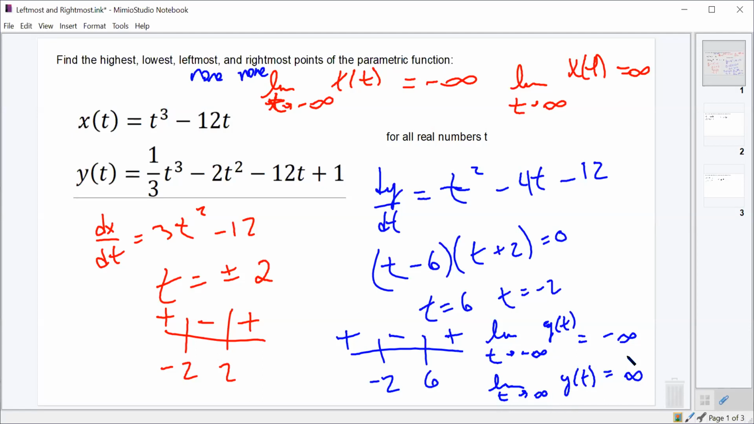So we know that there is a local maximum of the x value at t equals -2, a local minimum of the x value at t equals 2, and a local maximum of the y value at t equals -2, and a local minimum of the y value at t equals 6. Good or no?